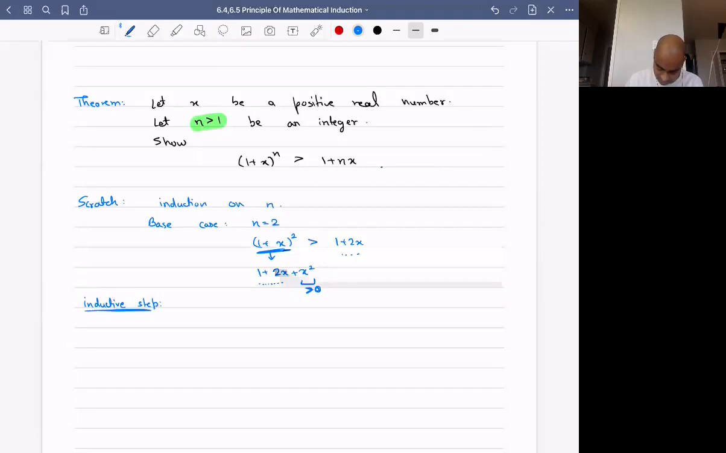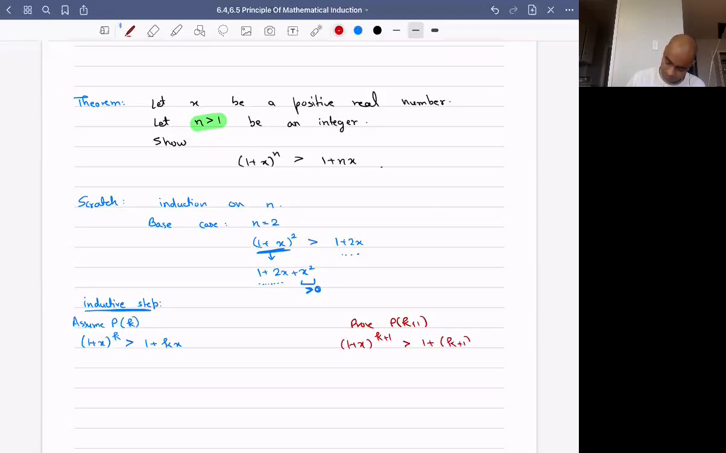So remember that in the inductive step, I'm going to assume P(k). I want to prove P(k+1). So let's expand these out. P(k) is (1 + x)^k is greater than 1 + kx, and P(k+1) is (1 + x)^(k+1) is greater than 1 + (k+1)x. Remember, my induction variable is n, so it's the n that becomes the k and not the x.